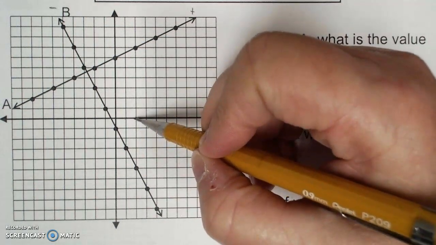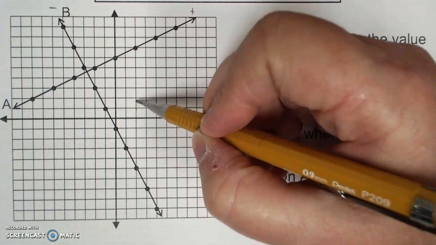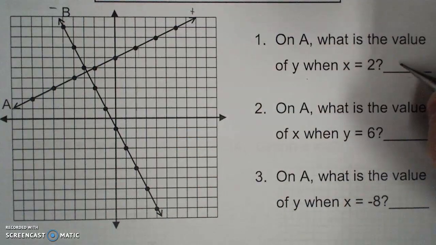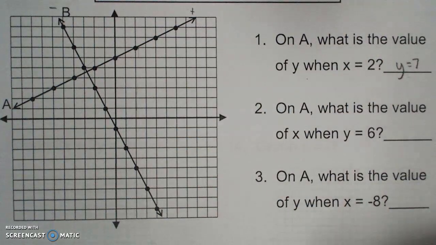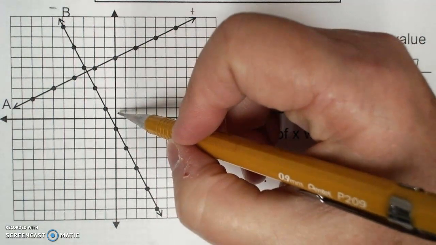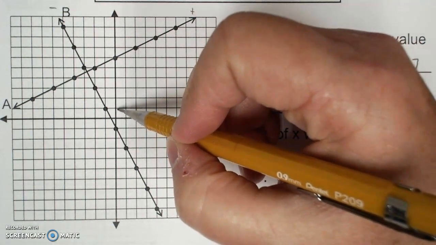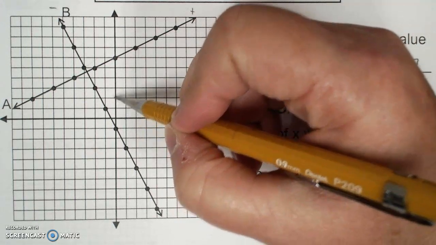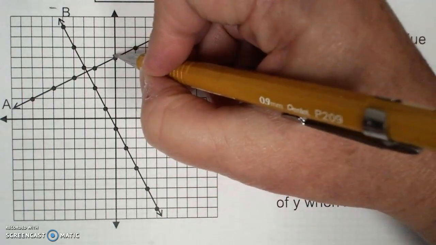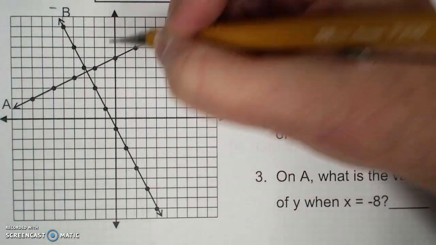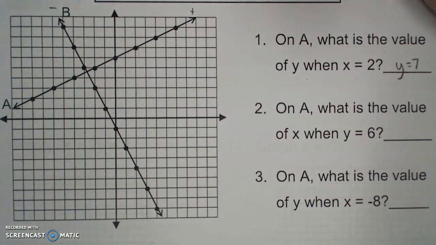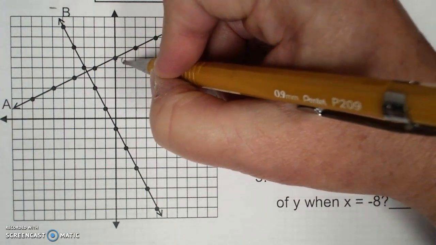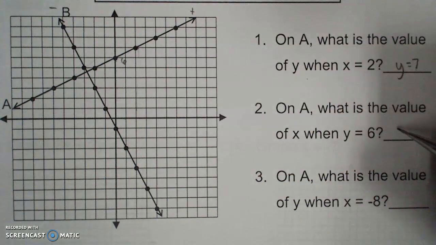So I'm going to go over to x equals 2. I'm going to come up and I'm going to count, and then y is 7. On A, what is the value of x when y equals 6? I need to go to y equals 6, 1, 2, 3, 4, 5, 6 on y, and this is where y equals 6, and that point is 0, 6, so the x is 0.